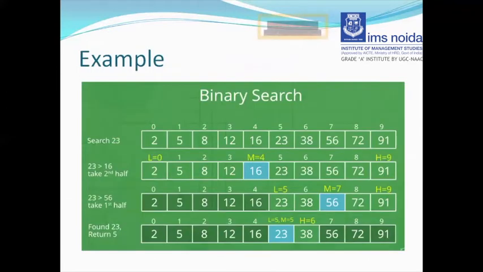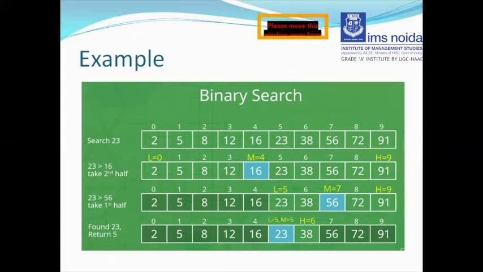Let's take an example of binary search. Suppose we want to search for an element, and the element given is 23. The list given is 2, 5, 8, 12, 16, 23, 38, 56, 72, 91. You can see that the list has been sorted because we need binary search to be implemented only on sorted lists. What you have to do is find out the low and the high.